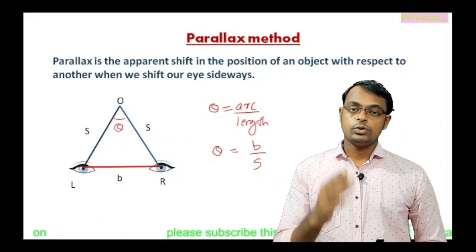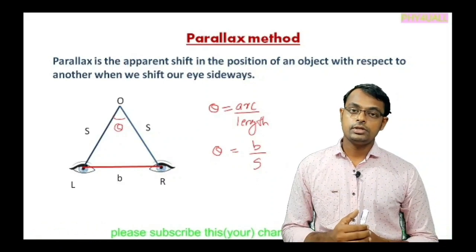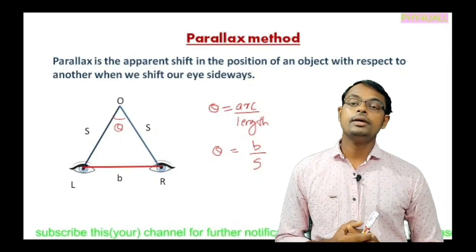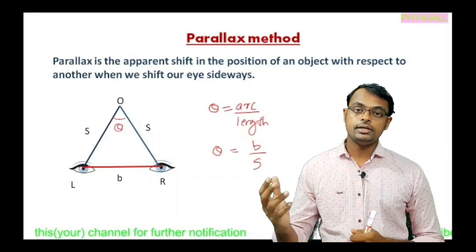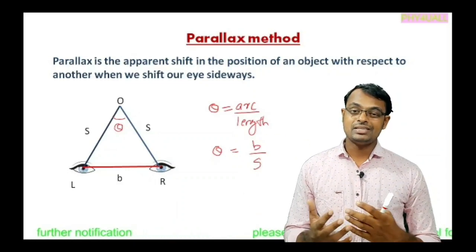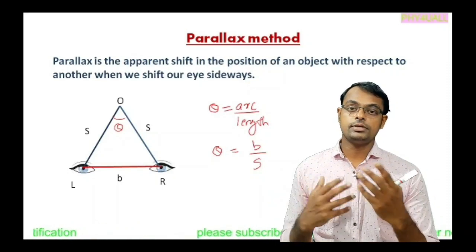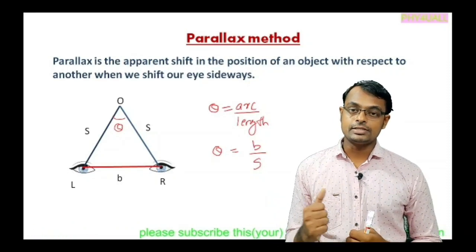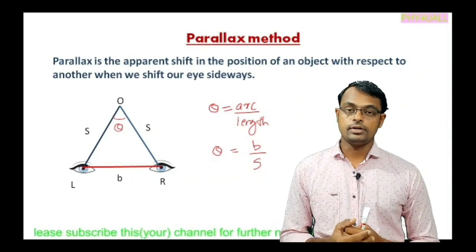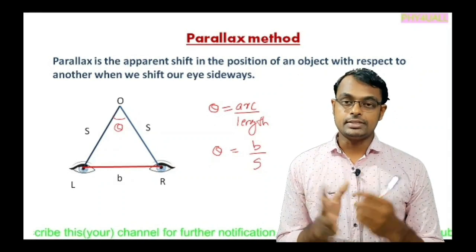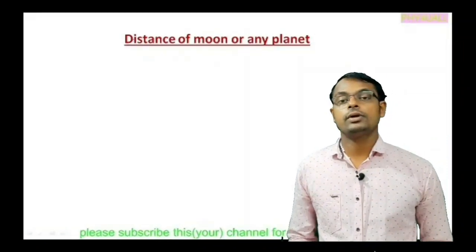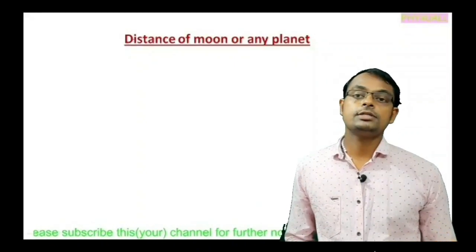Parallax method. So you can see the equation here, using the plane angle formula: theta is equal to arc length divided by radius. So we can calculate theta is equal to, what is the arc length? Approximately we can take it as b, the basis. And what is the distance here? It's marked as S. So theta is equal to b by S. So b also can be calculated. And here b is called the base.